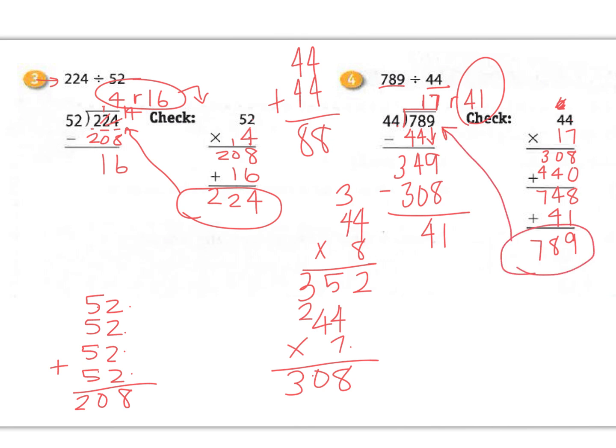789, 789. Remember, we can check it this way because multiplication and division are the opposite of each other. So if 789 divided by 44 equals 17 remainder 41, then we should be able to do 17 remainder 41 times 44 to get 789.